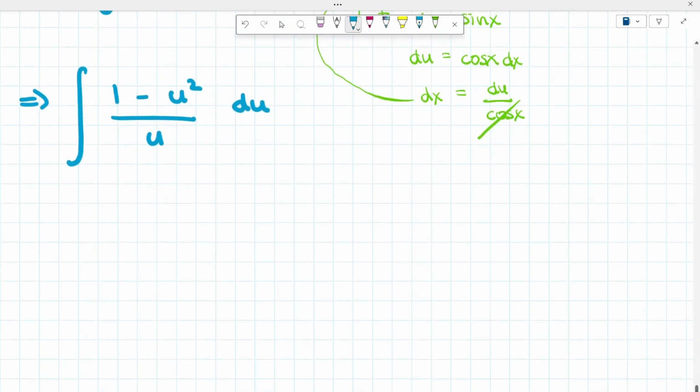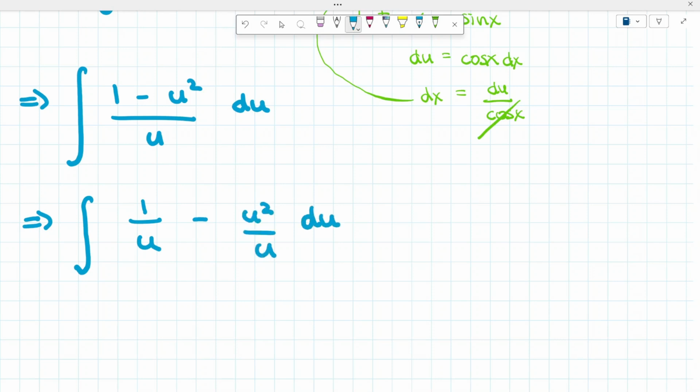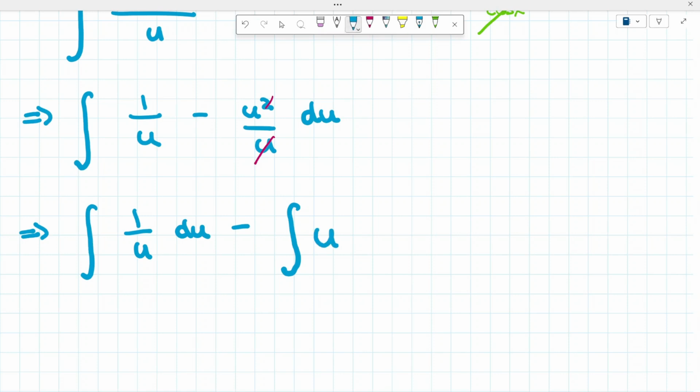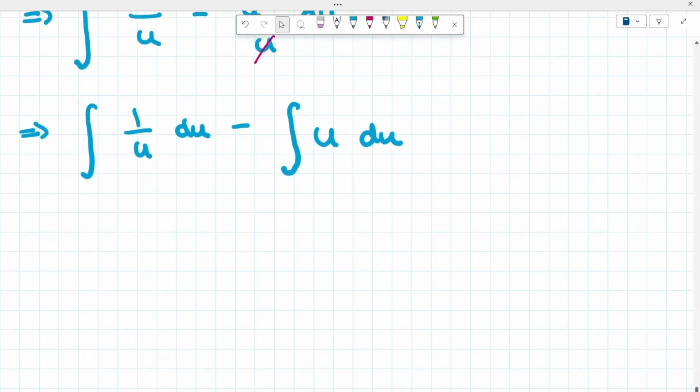Okay, so let's go ahead and actually split up this rational expression so that we have 1 over u minus u squared over u du. We can separate this integral so that we have the integral of 1 over u du minus the integral of, we can simplify this here. This u cancels out with this one here, so we simply just have the integral of u du. Okay, so this is pretty simple to solve.